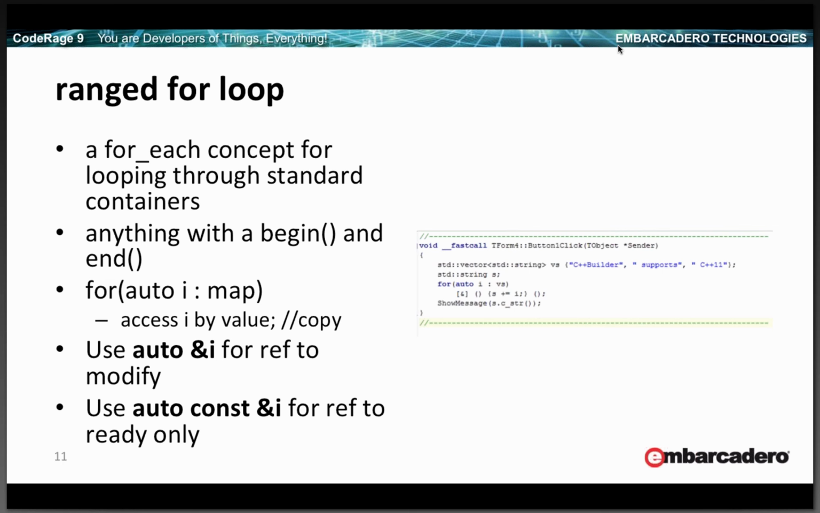So in this example code, we build a standard vector of strings, initialize it with some elements, and then iterate over it with the range for loop using that auto i, and you can see here that i is referenced by variable name. No need to dereference it to get that value back.